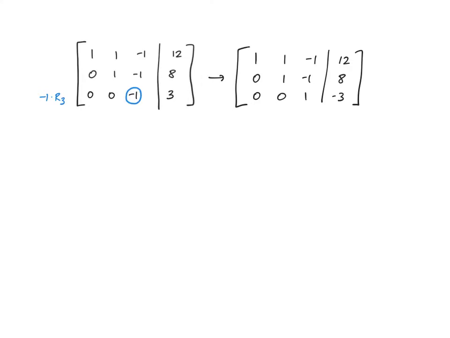This matrix represents a system of equations. So remember, the first column corresponds to x's, the second to y's, and the third to z's, with the fourth augmented being our constants. So that first represents the equation 1x plus 1y minus 1z is equal to 12. The second is the equation y minus z equals 8. And the third is z equals negative 3. So that third equation is giving me the value for z, that z is negative 3.